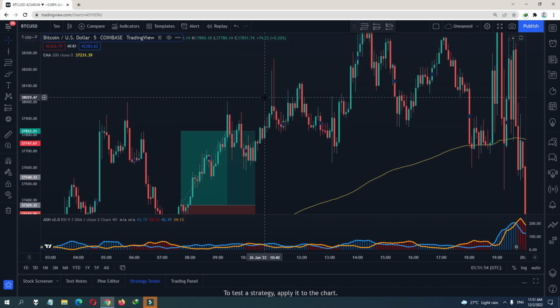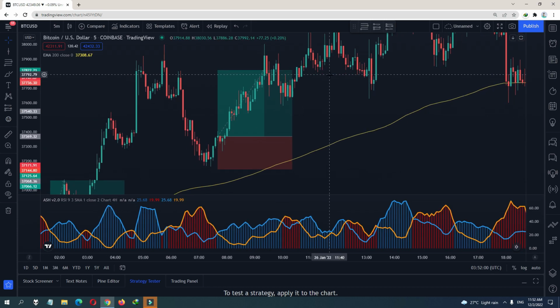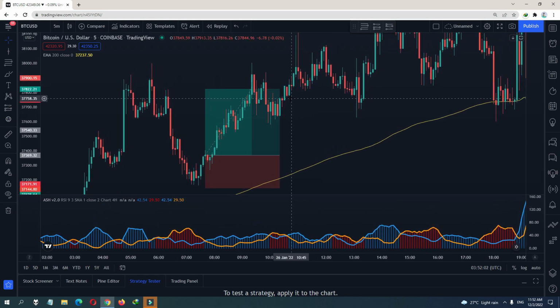Do we take this here? I think it's too far away. It's very subjective how far away it is, so it's really up to you. To me, this is too far away from the 200 EMA.